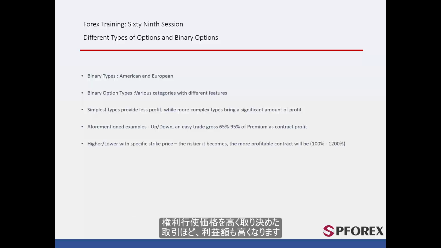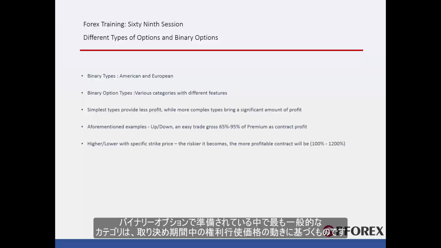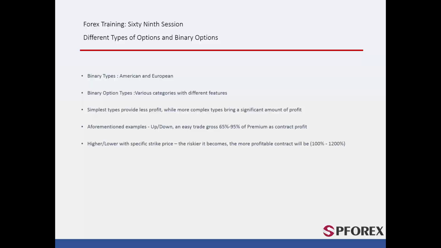The higher the strike price you choose on a contract, the higher the amount of profit. If you choose a ladder type of trading, far the level of strike price is more lucrative rather than the closer level. The most common category in which binary options are arranged is based on the movement of strike price during the contract time. Up, down, classic high or low, and call or put.